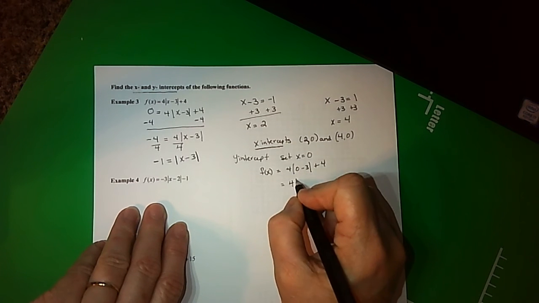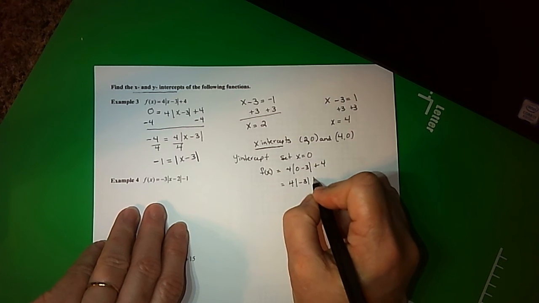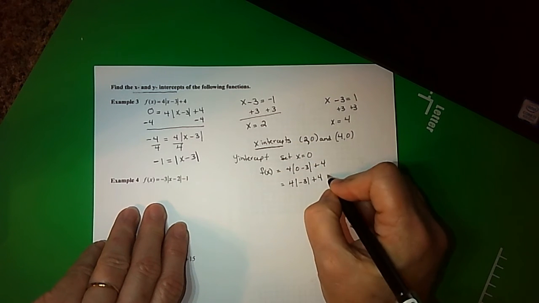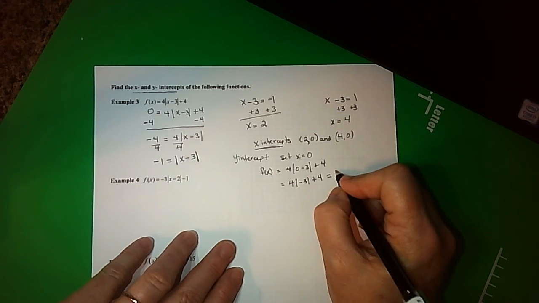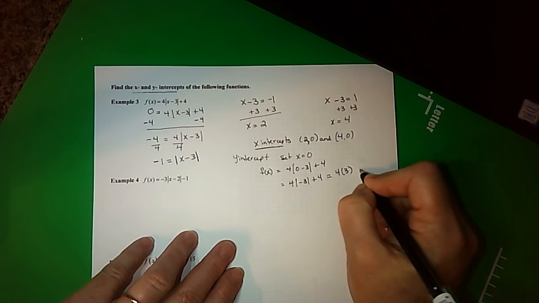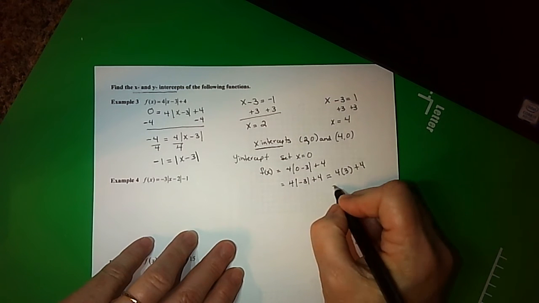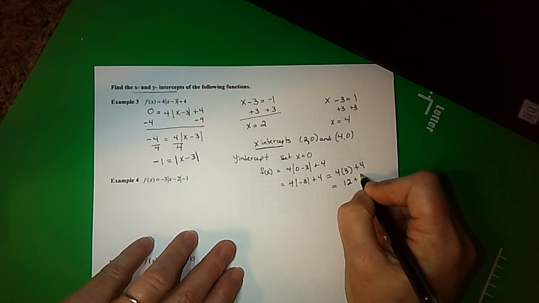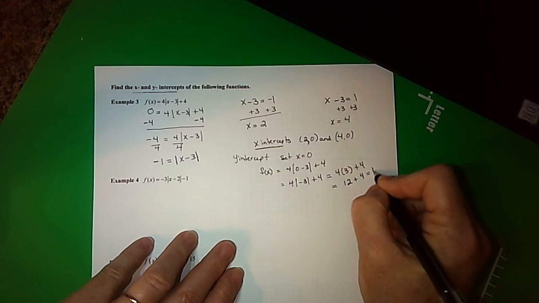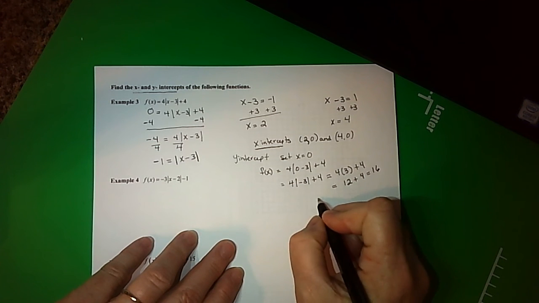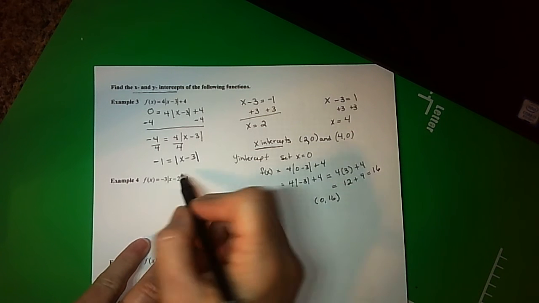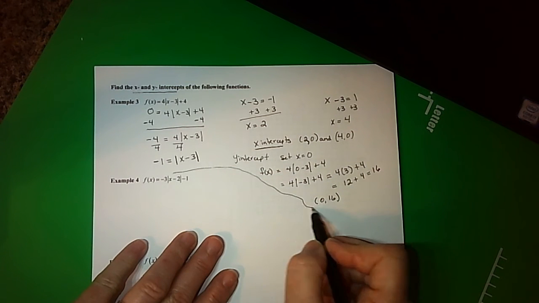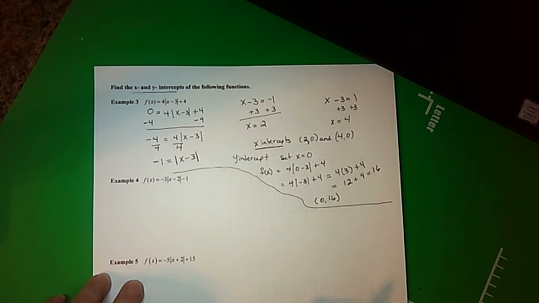So 0 minus 3 would give me negative 3 plus 4, and I'm going to run out of room, so I'm going to go this way. The absolute value of negative 3 is positive 3 plus the 4. 4 times 3 is 12 plus 4. That gives me 16. So my y-intercept is 0 and 16. I'll draw that little line so we don't get confused later.